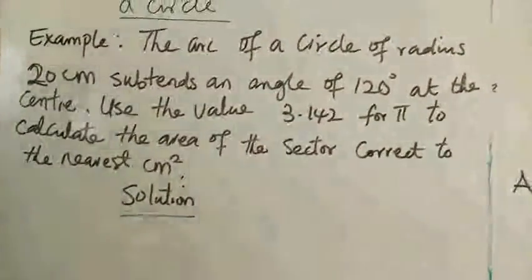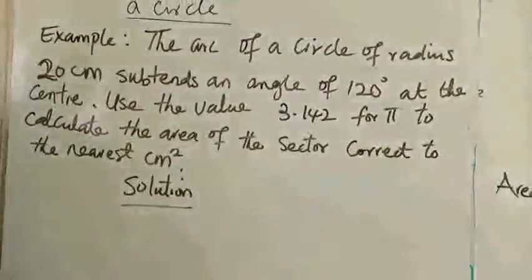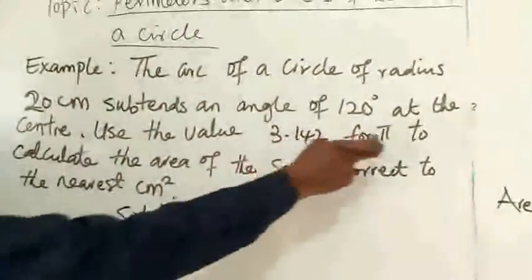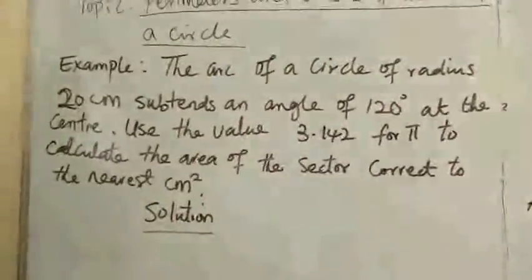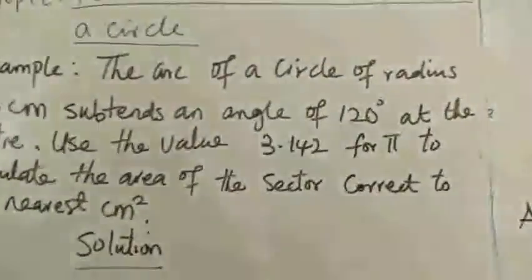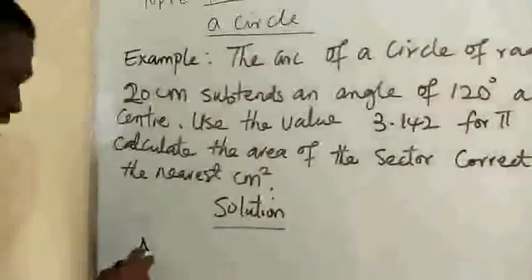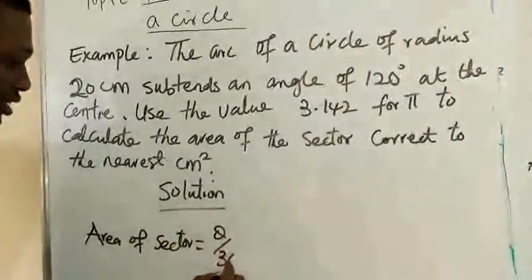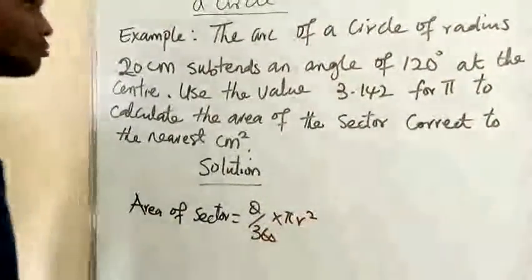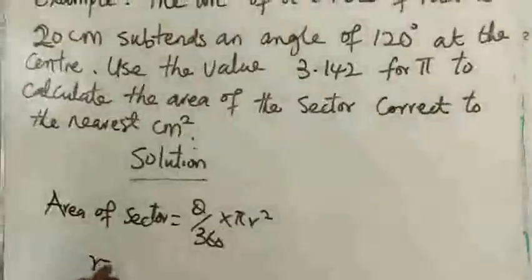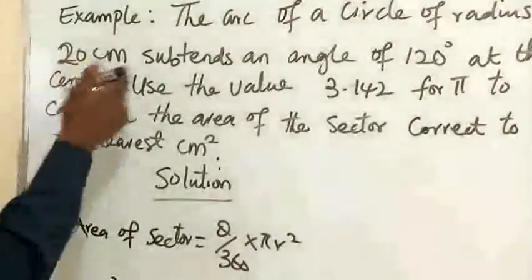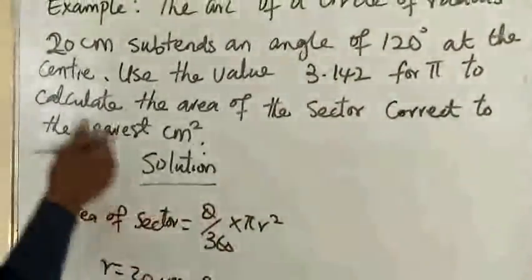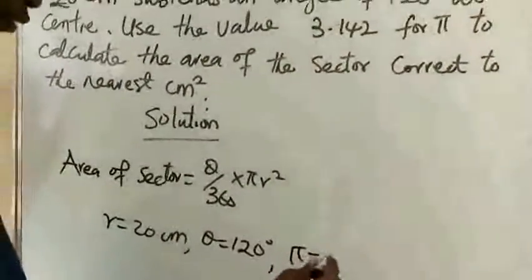The arc of a circle of radius 20 centimeter subtends an angle of 120 degrees at the center. Use the value 3.142 for pi to calculate the area of the sector correct to the nearest centimeter square. We already know the formula for the area of a sector: theta over 360 times pi r squared. Our radius is 20 cm, our theta angle is 120 degrees, and our pi this time is 3.142.